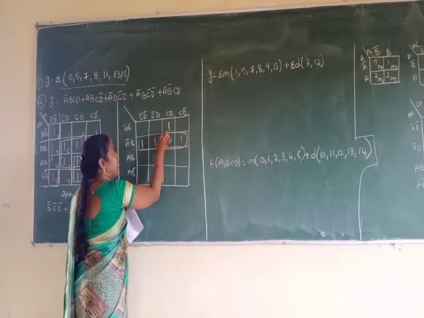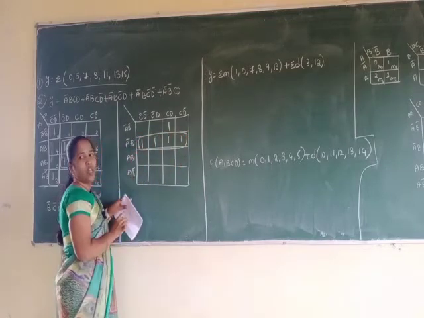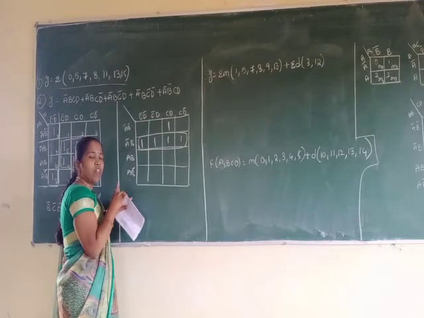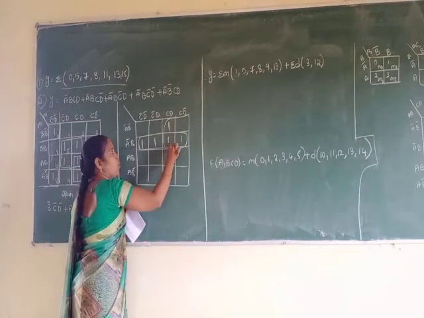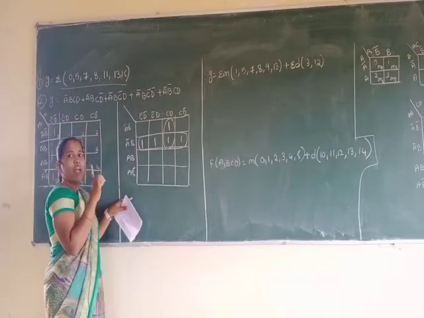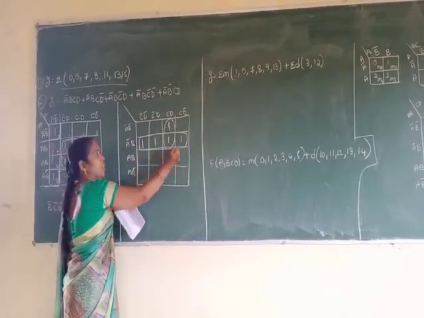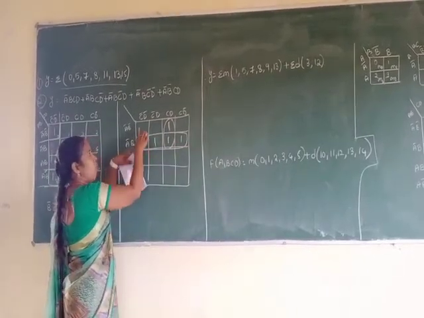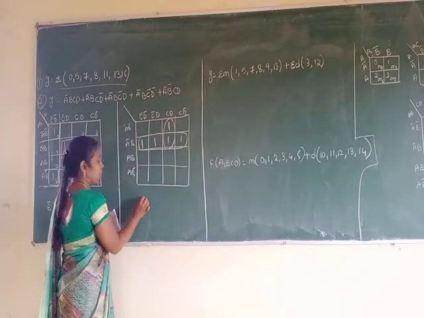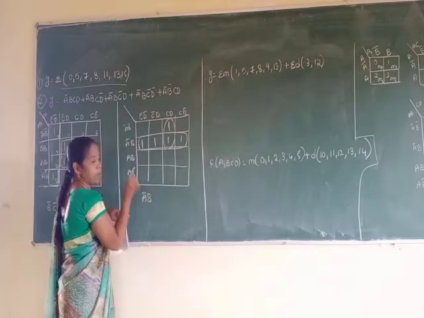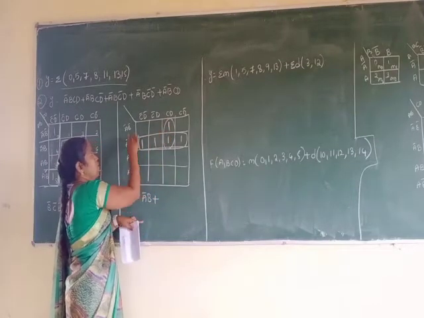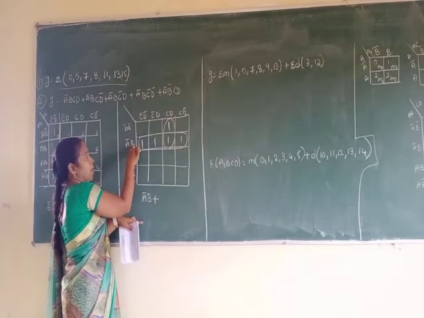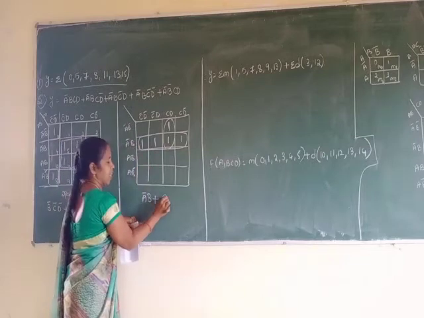Mapping is done. Second step is what again? Grouping. In grouping of ones you are getting 1 quad and 1 more pair. So 1 quad as well as 1 pair. For this quad, all these values get cancelled. Now what you are getting here? A bar B, right? Plus, for this pair, from these two, B bar gets cancelled. You are getting A bar.